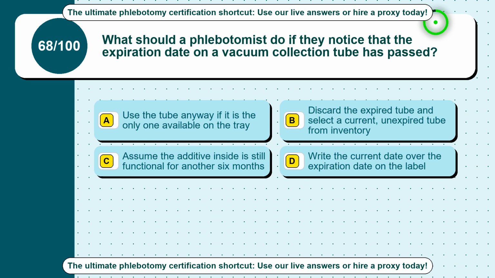Question 68. What should a phlebotomist do if they notice that the expiration date on a vacuum collection tube has passed? Option A.